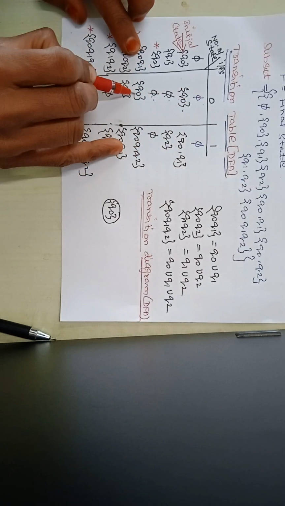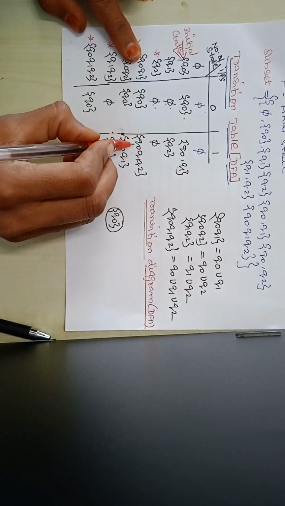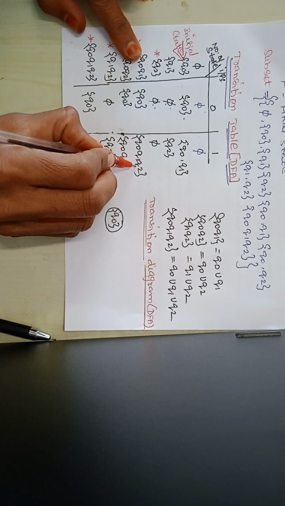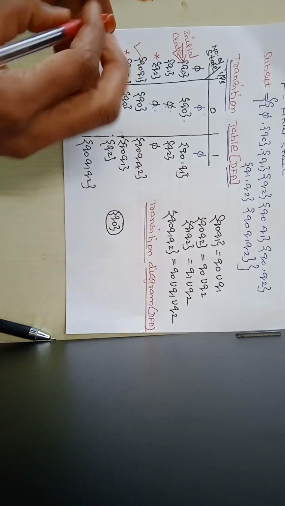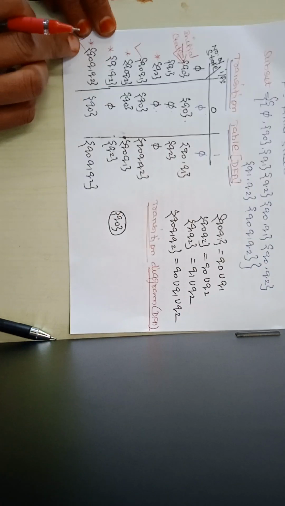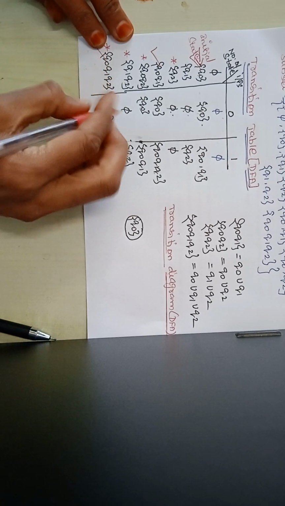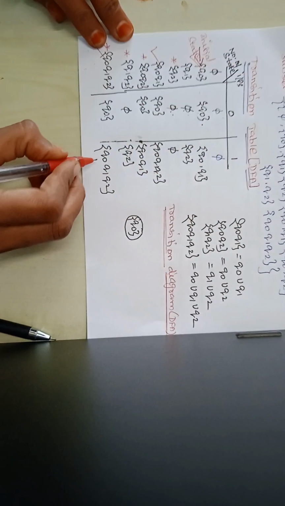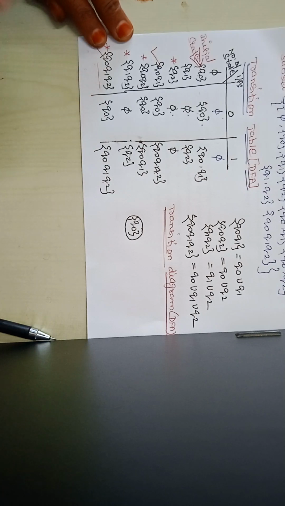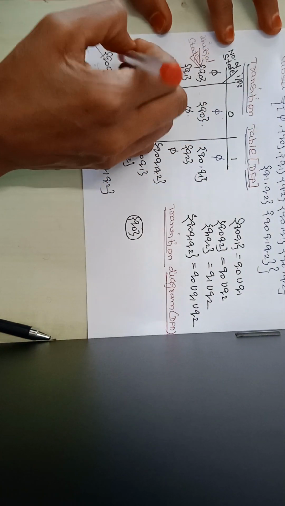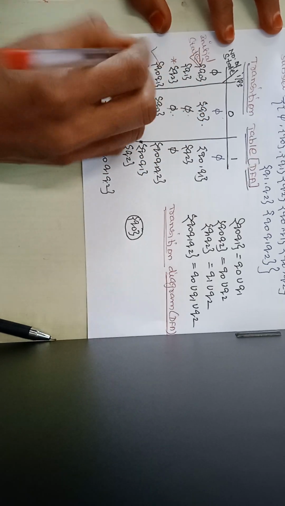Q0 Q1 comma 0 means Q0, Q0 is already there. Q0 Q1 comma 1 means Q0 Q1 Q2. This is the newly introduced state. So we have to select only the 3 accessible states.